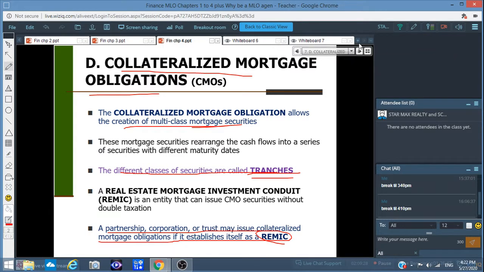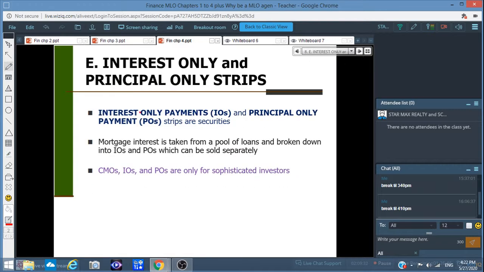Okay, 这是很多很多种方式去包装来卖这些 security. Interest only and principal only strips. 它分很细的，okay，利息这部分也卖给你，okay，本的部分它收回来也卖给你。Mortgage interest is taken from a pool of loan and broken down into IOs and POs and can be sold separately. Okay? So the CMO, IO, PO are only for sophisticated investor. Okay? 你不懂的话都不用投资这些东西。Okay? 它的风险也高但是它的回报也高。Okay? So if you don't understand these type of risky investment, don't invest in them. High risk give you high return, but it's high risk, okay?